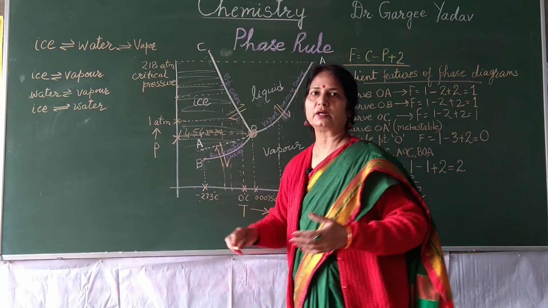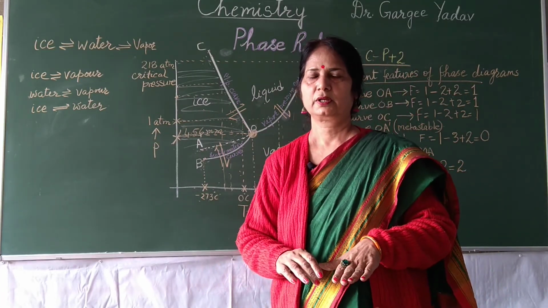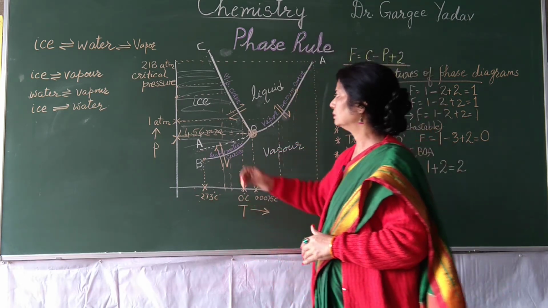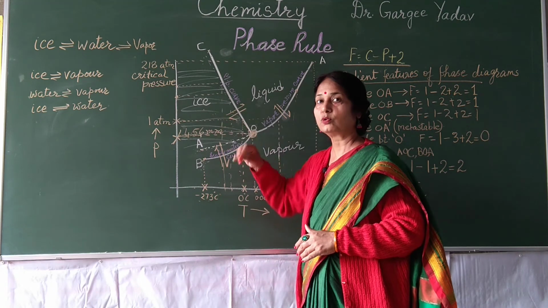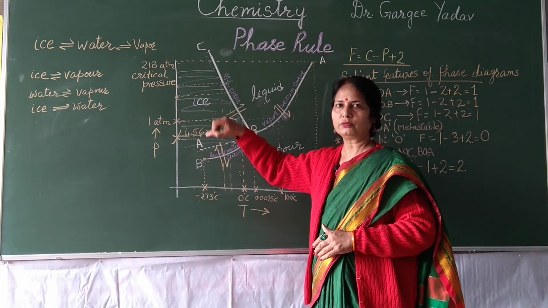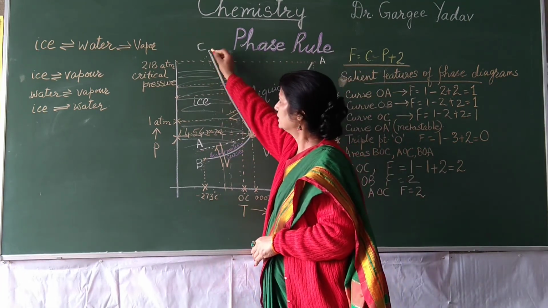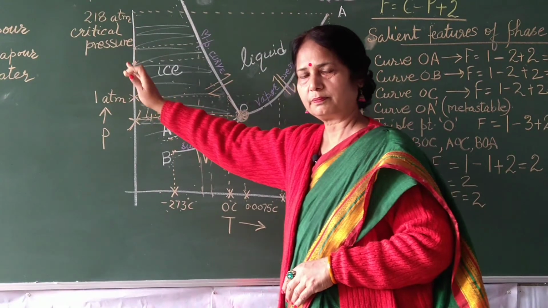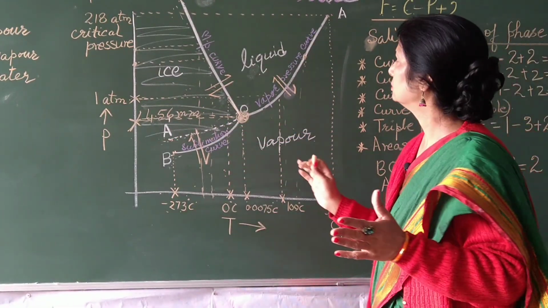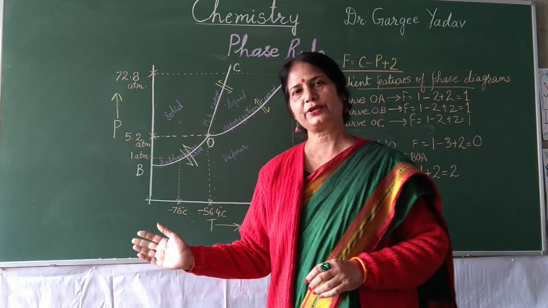So it will actually favor the formation of liquid when pressure is increased. When pressure is increased, the system will tend to reduce the volume, and since the volume of ice is more than that of liquid water, it will tend to convert to water with an increase of pressure. So this curve is tilted towards the pressure axis. So this is all about the water system. Thank you very much.